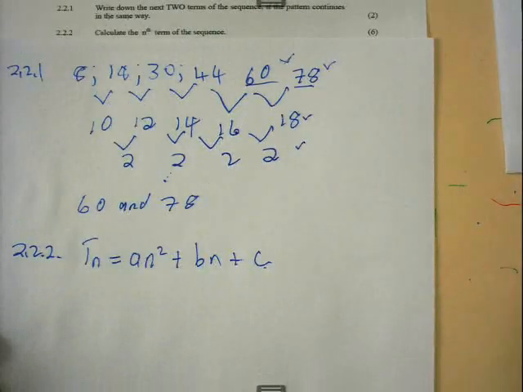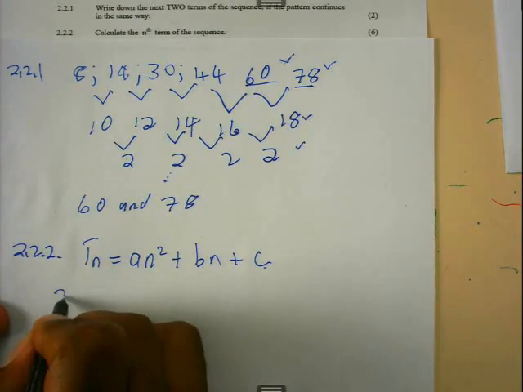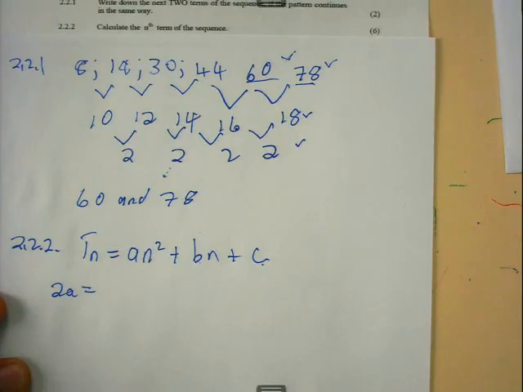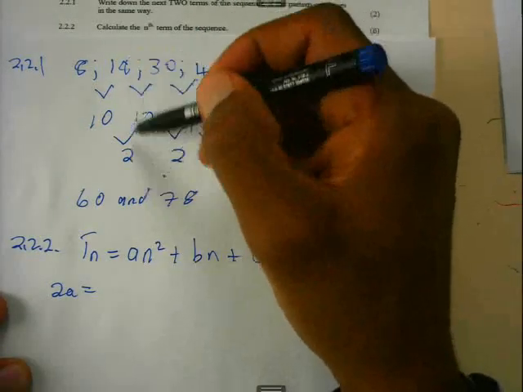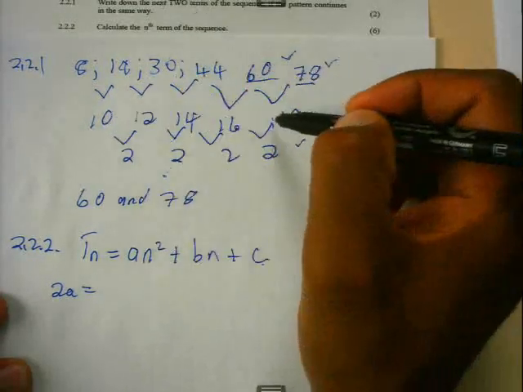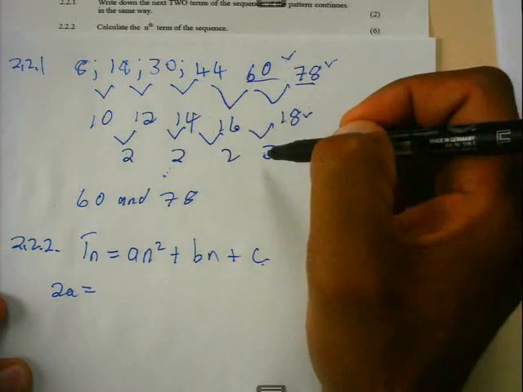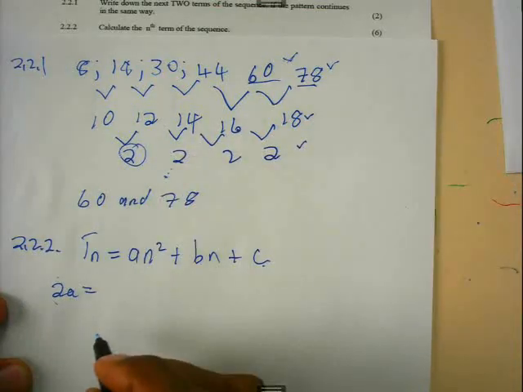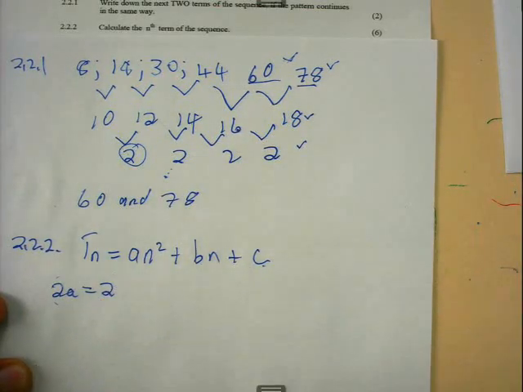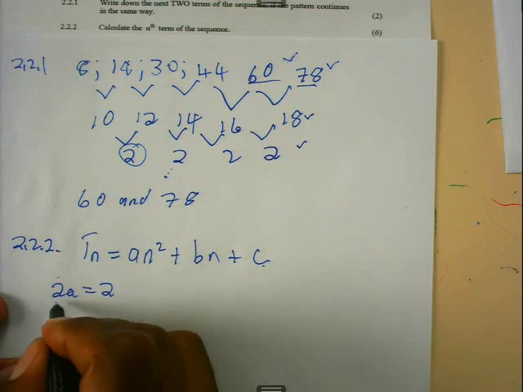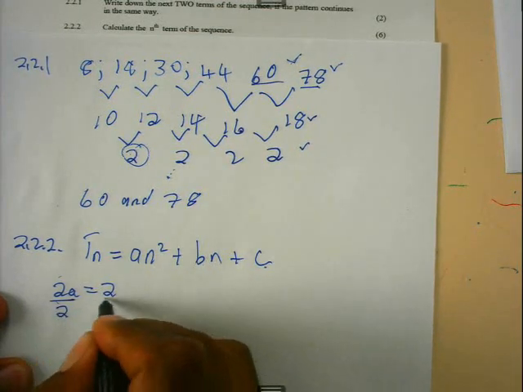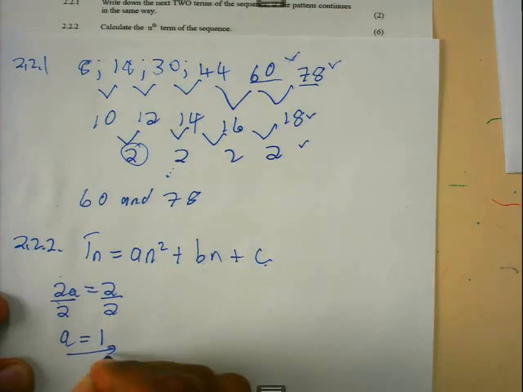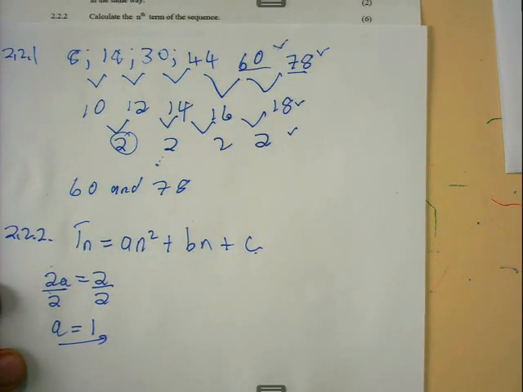Of course, you agree with me that we are going to need 2a. What is 2a? It is our second difference. When you look at the pattern given here, this is our first difference, this is our second difference. It means we take 2a equals 2. From here we can solve for a: we divide both sides by 2. Therefore, a equals 1.